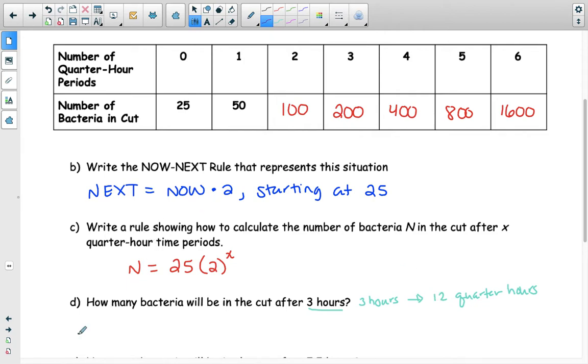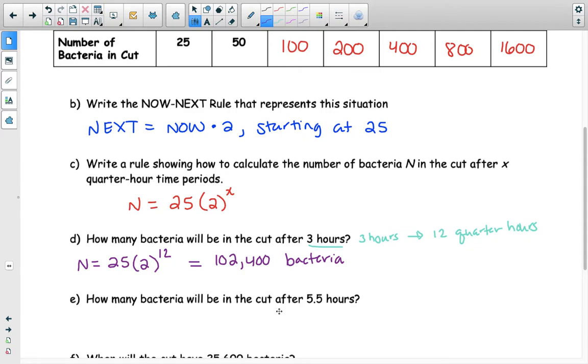We would use the equation N equals 25 times 2 raised to the 12th power. And using our calculator, we would get 102,400 bacteria after 12 quarter hours, or after 3 hours of time. We can't use the 3, so we have to use 3 hours, which is 12 quarter hours.